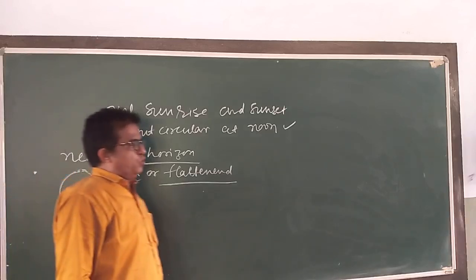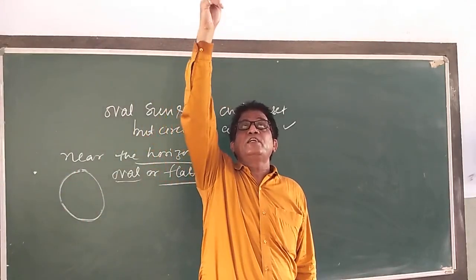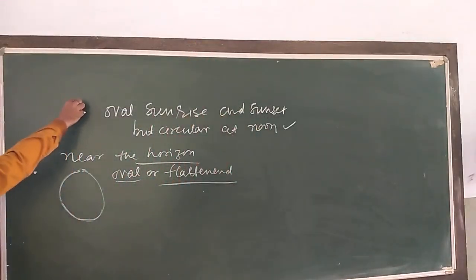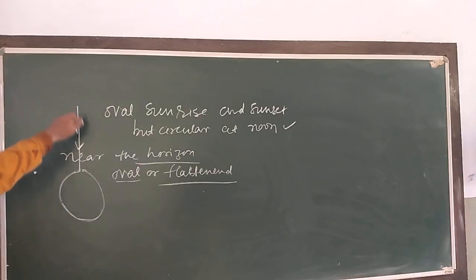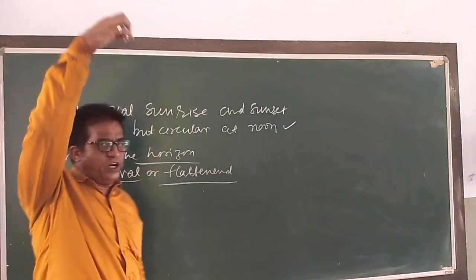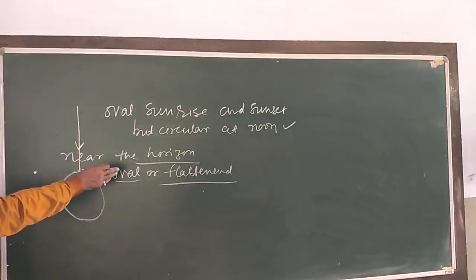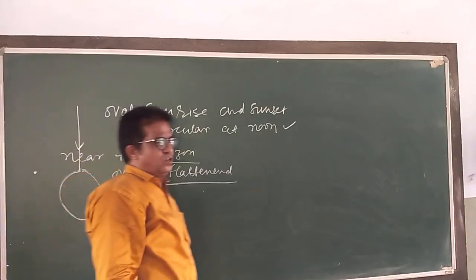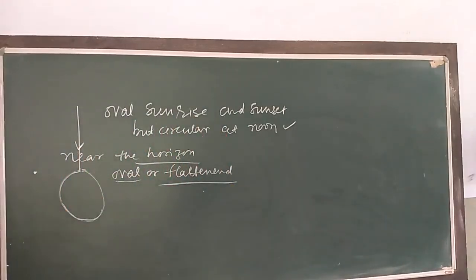At noon, the sun is overhead, like this. The rays of light from the sun enter the earth's atmosphere normally. Light comes directly to us. So in that case, the rays suffer no bending on passing through the earth's atmosphere. That's why it looks circular.